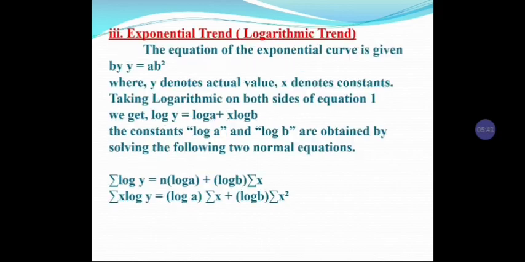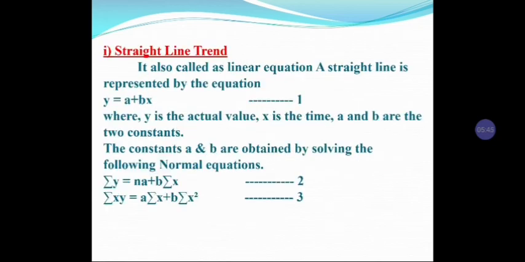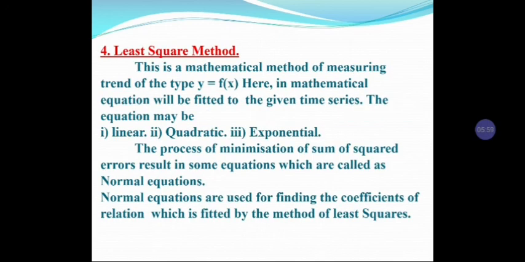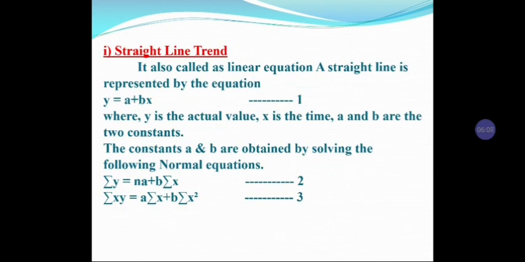From your straight line method on the board, when I start the straight line method, I will write everything in detail. In the least square method there are three types: one is the linear equation, one is the quadratic equation, and one is the exponential. For the least squares straight line trend also I will explain all these formulas.